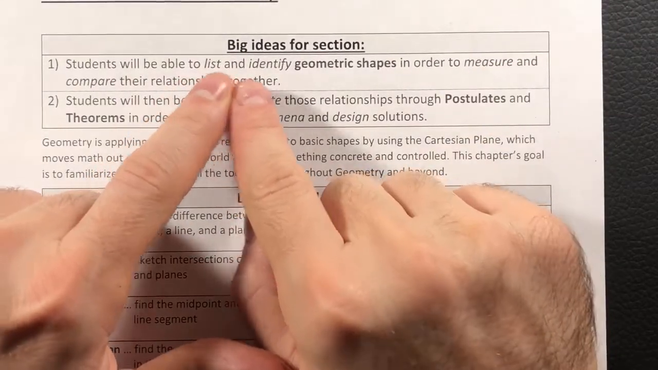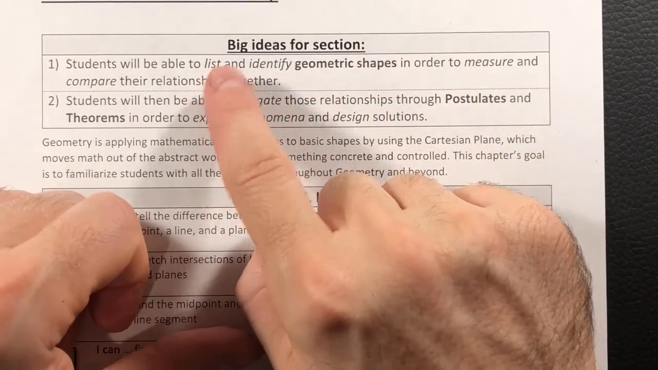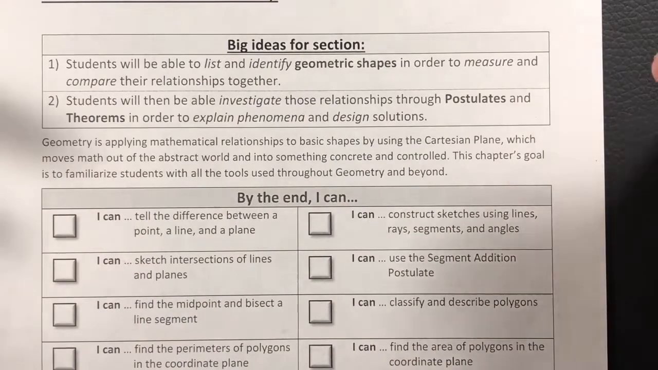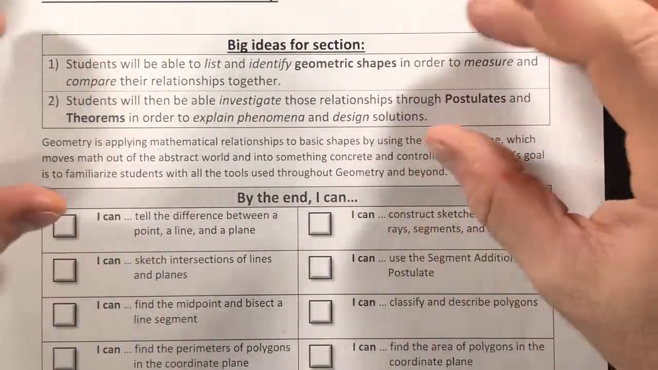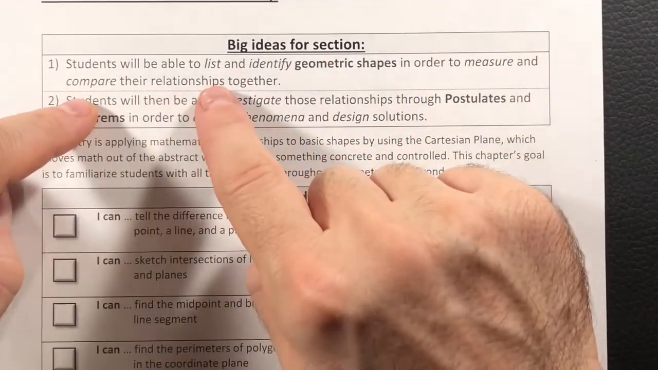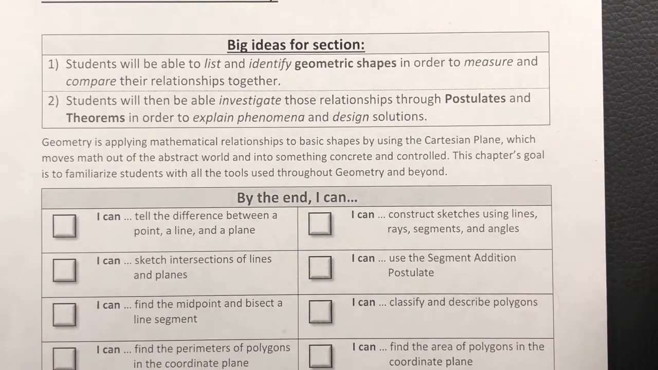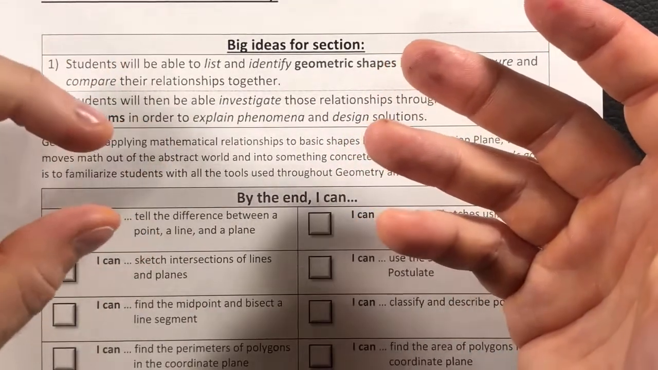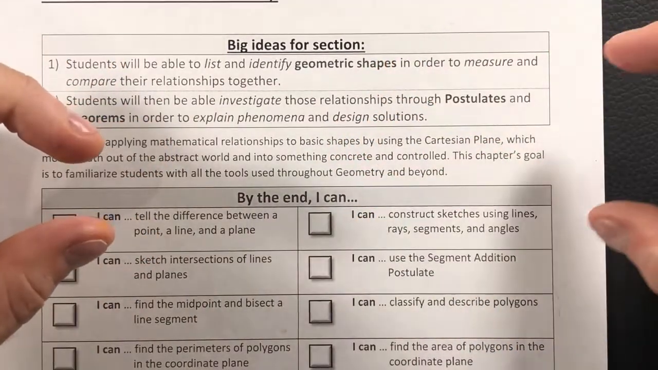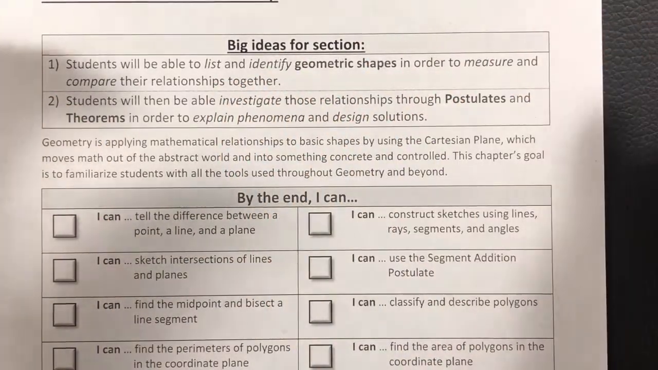Your job is to be able to list and identify geometric shapes in order to measure and compare their relationships. We're going to go over some basic terminology, some basic ideas like line segments, angles, lines, rays, so that we can compare their relationships together. The biggest thing about geometry that we're going to be doing over the next several lessons and basically over the entire course is how do I relate this thing here to this thing here? How can I take a measurement from this end of the spectrum to relate it to this thing over here? And so we need to understand some basic terminologies to do that.